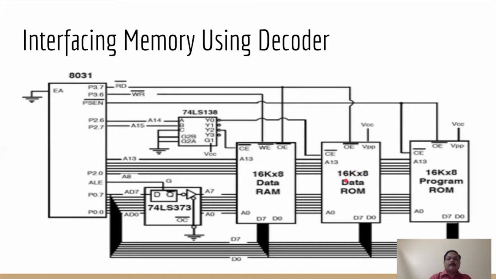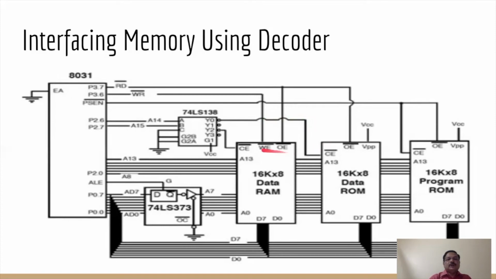Okay. Now for chip select, what is done? The Y0 output of the decoder is used. That means whenever A, B, C, all three inputs are 0. Here you can see in the decoder, this is grounded, and for A and B, lines 14 and 15, when both are 0, then only the Y0 signal will go active and this chip will be enabled.